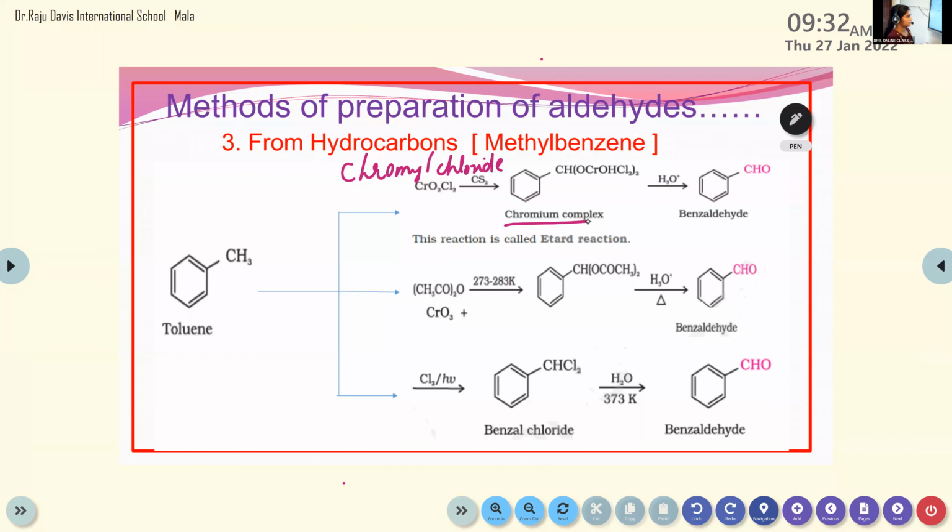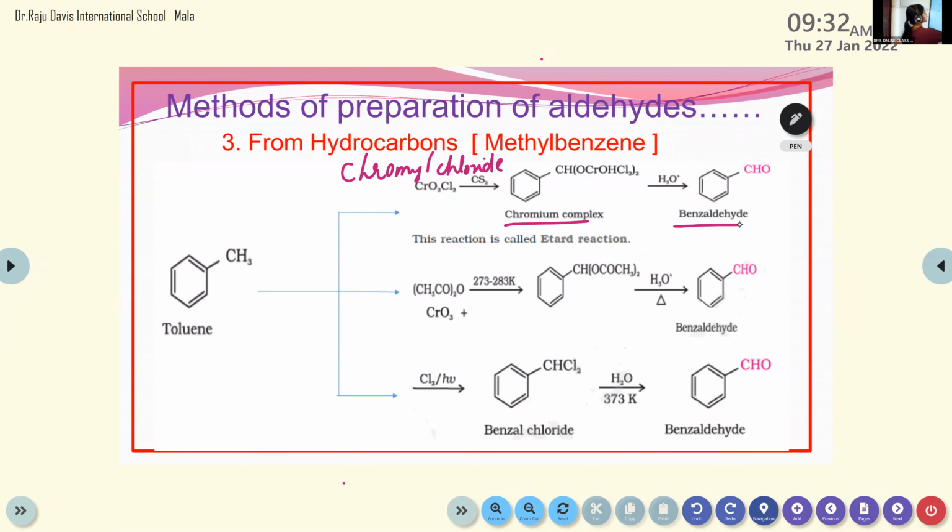And the product is benzaldehyde. Okay, so here the reagent is chromyl chloride. In the presence of carbon disulfide as a solvent, first a complex will be formed that is known as the chromium complex. On addition with water, benzaldehyde will be formed.